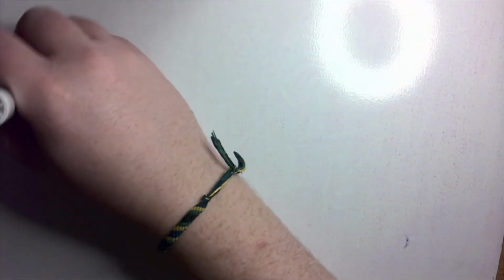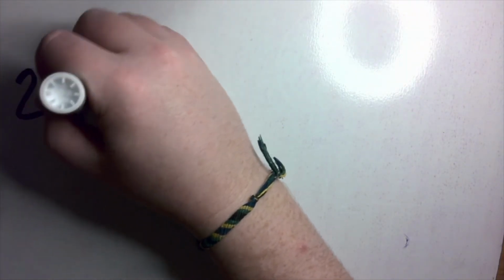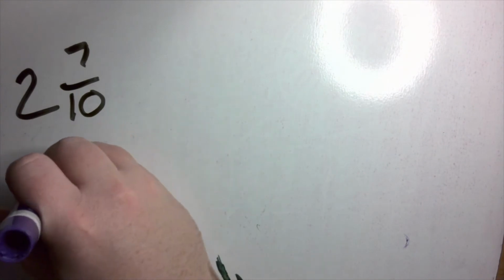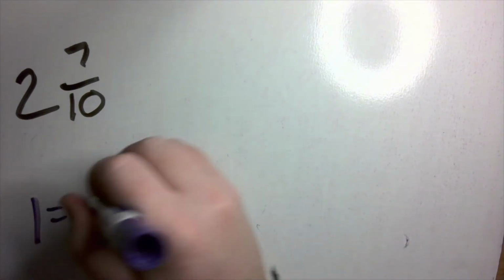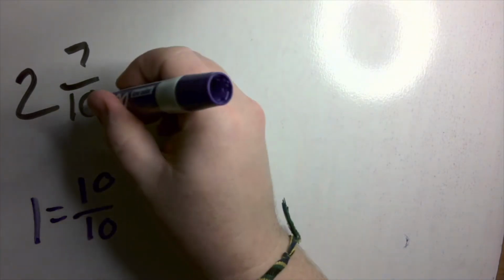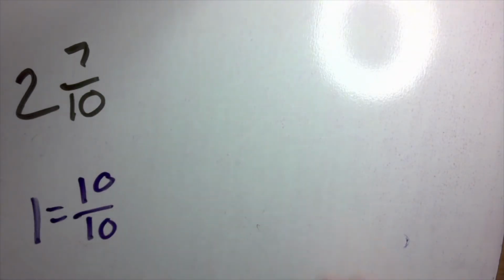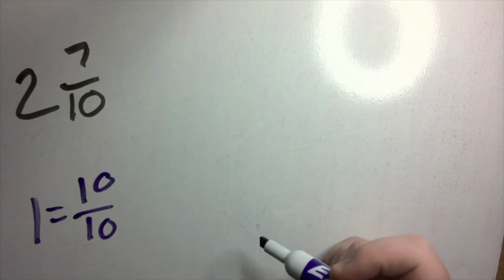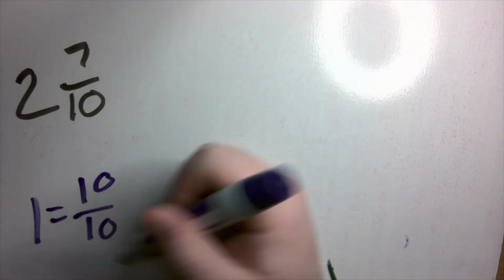So let's take the number 2 and 7/10. So we have a mixed number, 2 and 7/10. Now, again, I know we're working with 2, but we're going to take it back to 1. 1 is going to equal 10/10 this time, because our denominator is 10, and as long as our numerator and denominator are the same, we can do 10/10 equals 1.